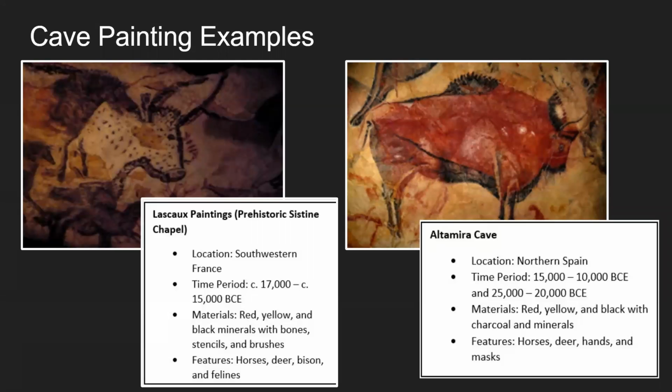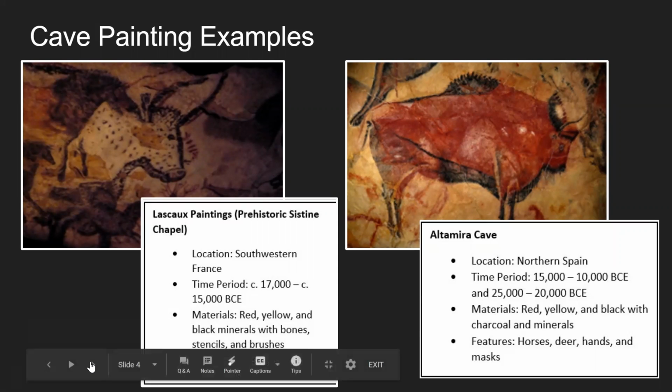And another one is the Altamira cave. It's in northern Spain. And the time period's also around 15,000 to 10,000 BCE and a little bit further back. Materials, they again use red, yellow, and black with charcoal and minerals. Features, most commonly horses, deer, hands, and masks this time. Masks are important because they're used in cultural and spiritual things, such as celebrations and worship of their deities.